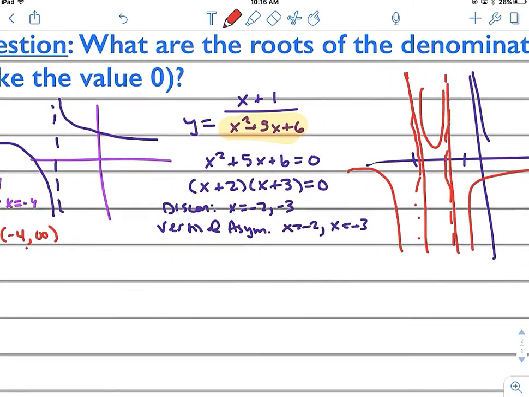Same thing for this guy over here. We have a domain that's going to start at negative infinity, go all the way to -3, can't use it, so we use a rounded bracket.